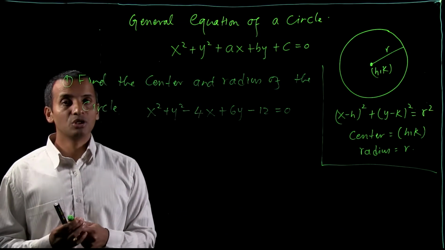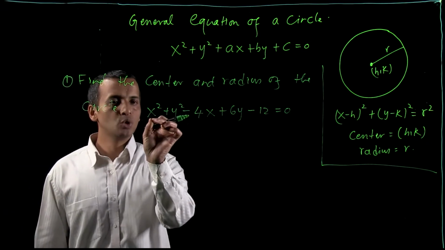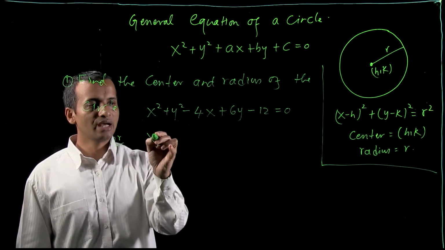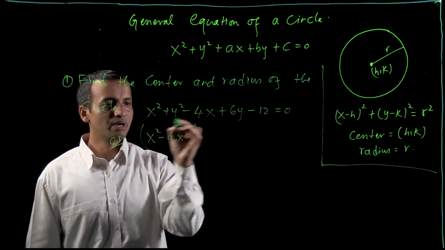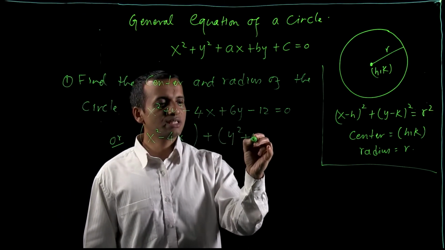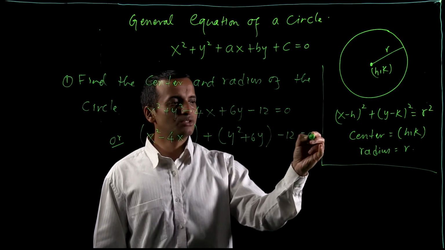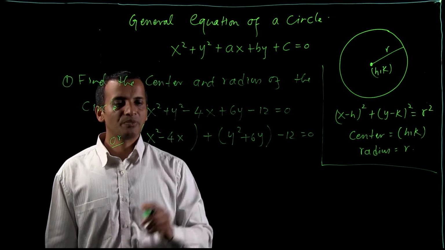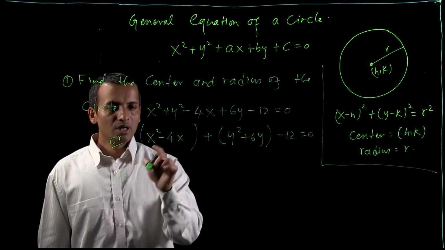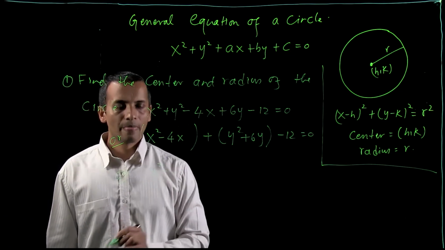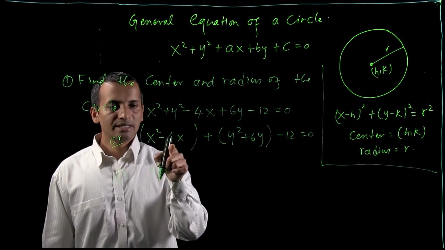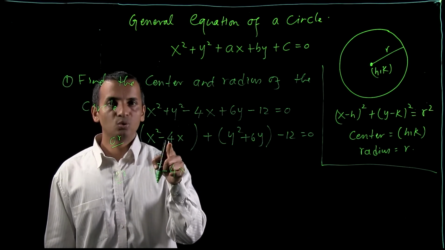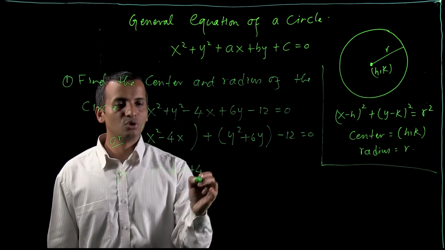The first step to do that is you need to group the x terms and the y terms separately. So you can write x squared minus 4x, and then plus y squared plus 6y, and then minus 12 equals 0. You group the x terms and the y terms. Now you want to complete the square here. So x squared minus 4x: what is half of negative 4? That is negative 2. And the square of that is positive 4.